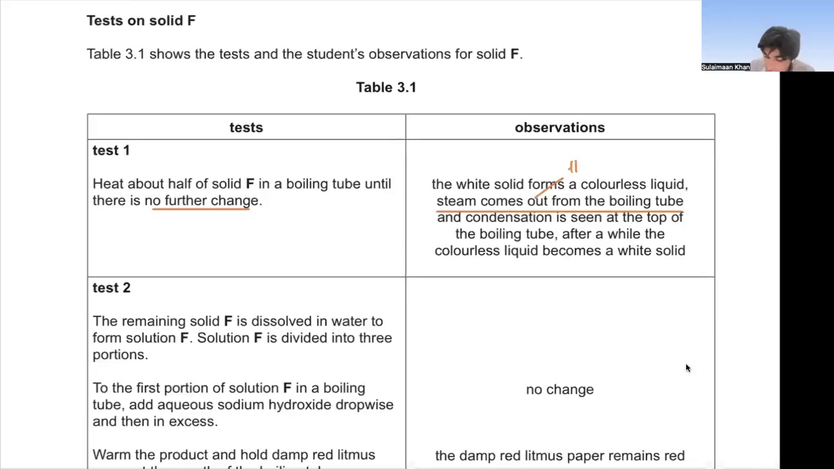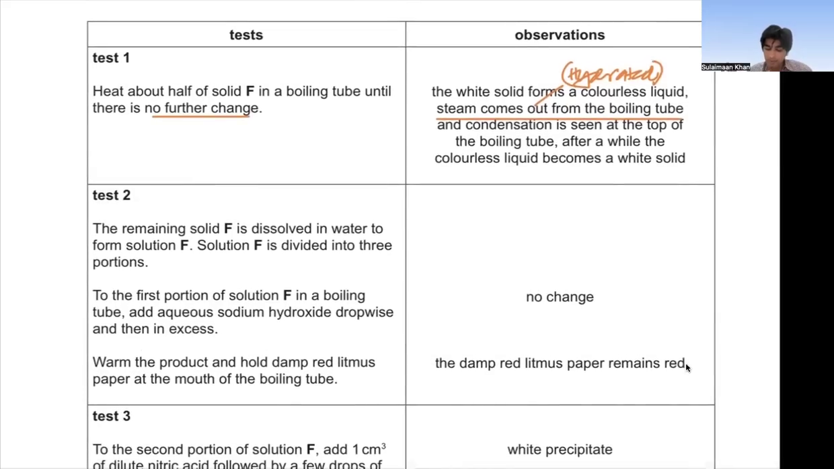Which literally means that this solid is a hydrated solid. It had water of crystallization right here. And he's saying condensation is seen at the top of the boiling tube. After a while, the colorless liquid becomes a white solid. Okay, done. We don't have to look into details.